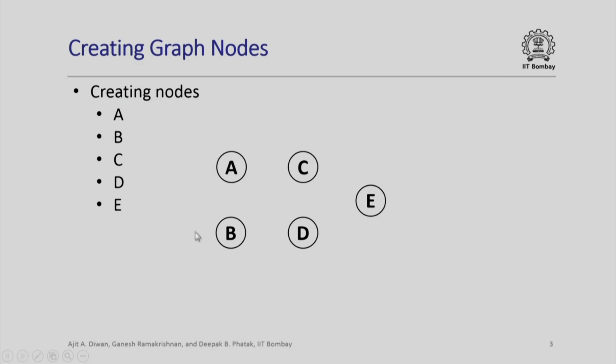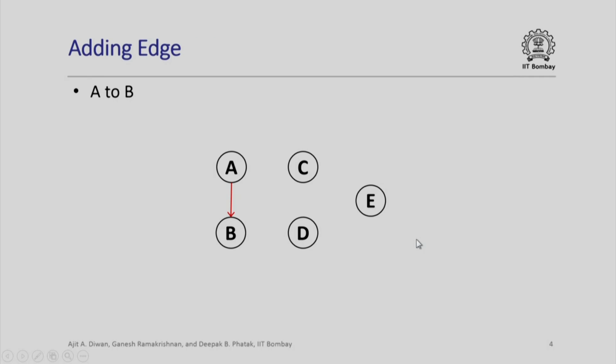Let us look at creation of graph nodes. We just want to collect information about how many nodes there are and how they are named. For example, here we show creation of nodes A, B, C, D, E as per our sample illustration that we saw last time. Next, we look at adding an edge. So, if an edge has to be added from A to B, it will internally represent this structure, that there is an edge going from A to B.